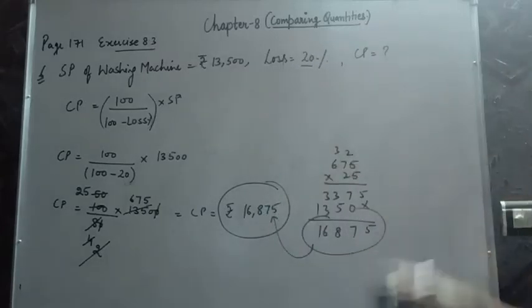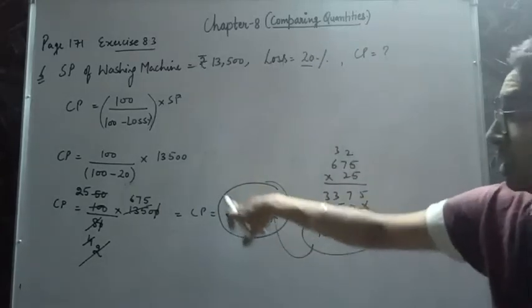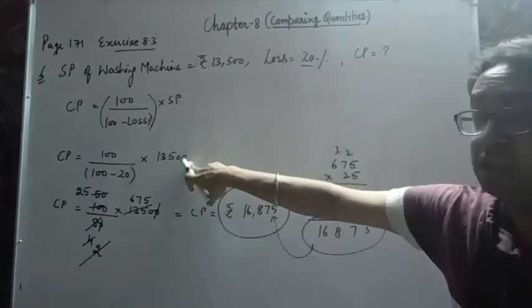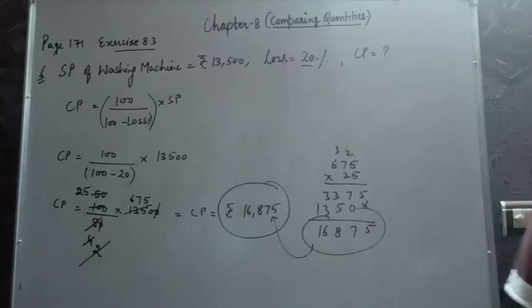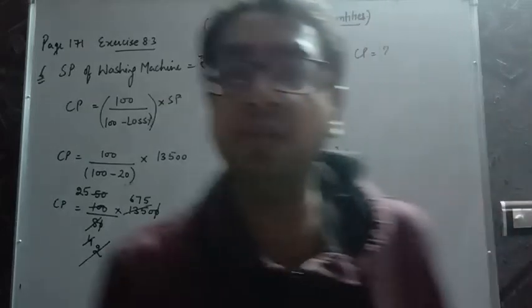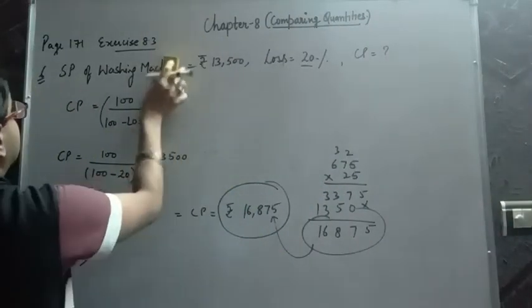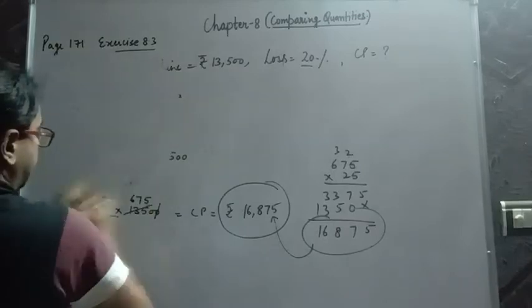16,875 on calculating. So that is why the CP is greater than SP. That is why loss is given. Hence proved also. Are we clear? By this, this particular chapter is over, but we have one more question. Question number 8 we are having. Let's solve that question also because it will really help you.